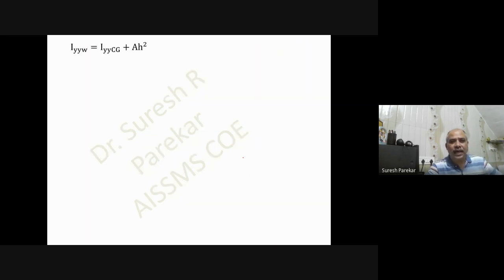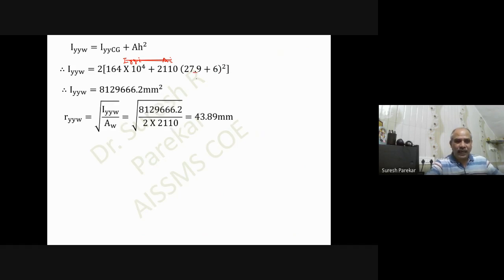This is the basic formula: IYY of whole equals IYY about CG plus A into H square. Now IYY of whole is 2 times IYY of CG. Why 2 times? Because we have double angles, so 2 angles, and therefore we have taken this. This is IYY of the individual, and this is the area of the individual. This we have already seen, and from this we will get IYY of whole. Then RYY of whole equals the square root of IYY of whole upon AW, that is the area of the whole section, so 2 times A. From this we will get the value 43.89 as RYY of whole.